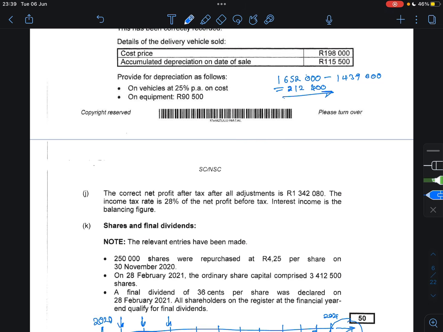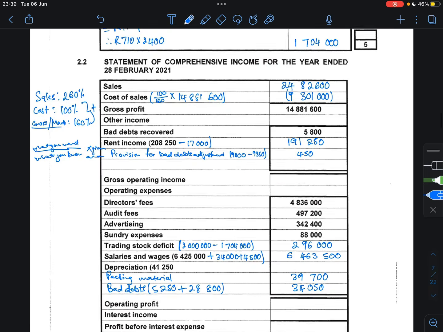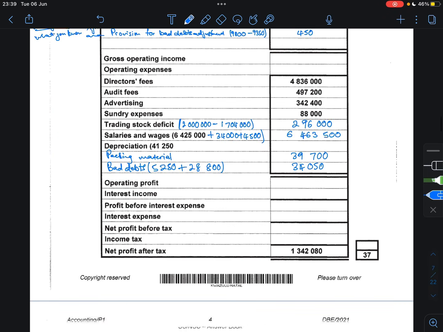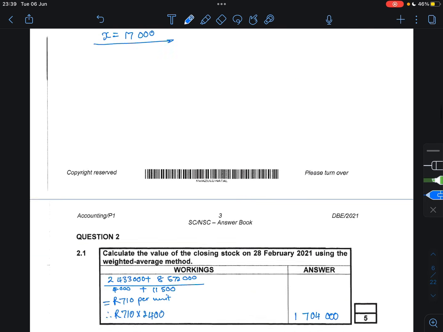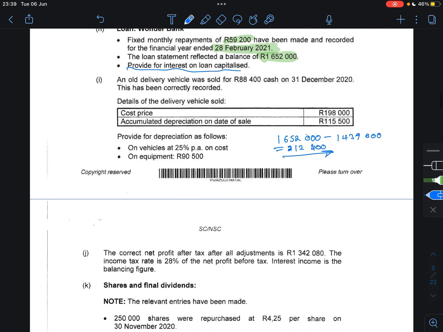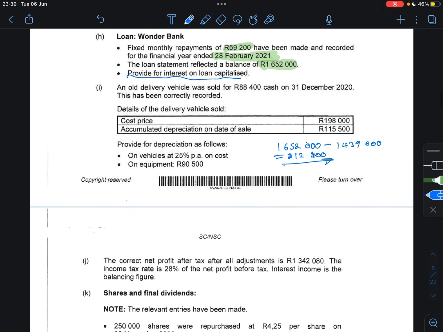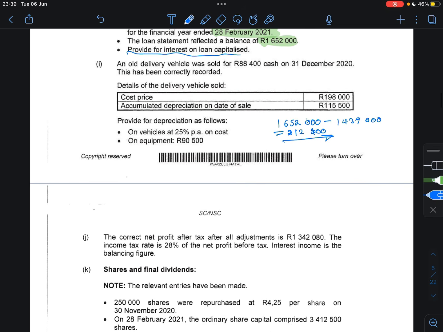All right, we have paid at the bank and we have recorded, but the business does not take into account interest. So the difference between the two amounts is the interest incurred by the business, which is 212,400. Okay, so we have interest expense, which is 212,400. All right, we are done with our loan. We have provided for the interest on loan capitalized.